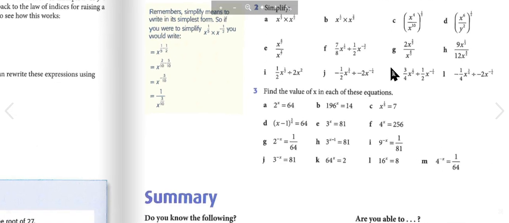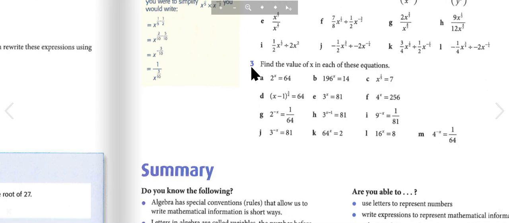Question 3. Find the value of x in each of these equations. 2 to the power of x equals 64. 196 to the power of x equals 14. x to the power of 1/5 equals 7. x minus 1 to the power of 3/4 equals 64. 3 to the power of x equals 81. 4 to the power of x equals 256. 2 to the power of -x equals 1 over 64.